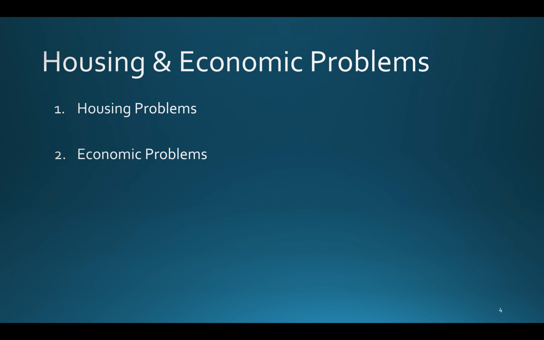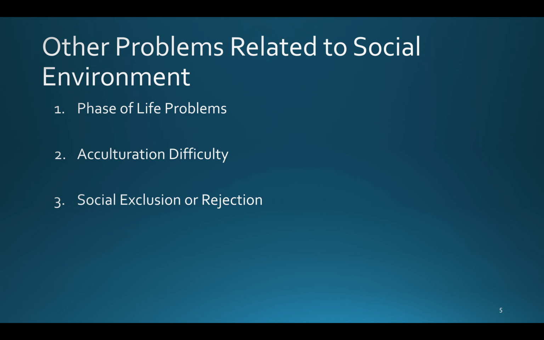Housing and economic problems, including things like homelessness and inadequate housing. And when it comes to economic problems, things like extreme poverty, lack of healthy food and clean water. Other problems related to social environment, things like phase of life problems.